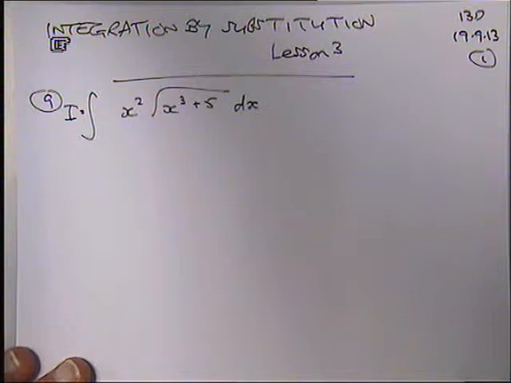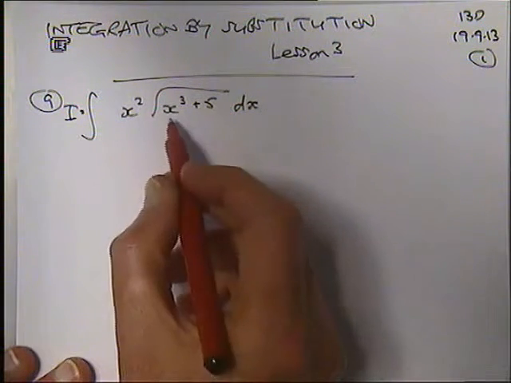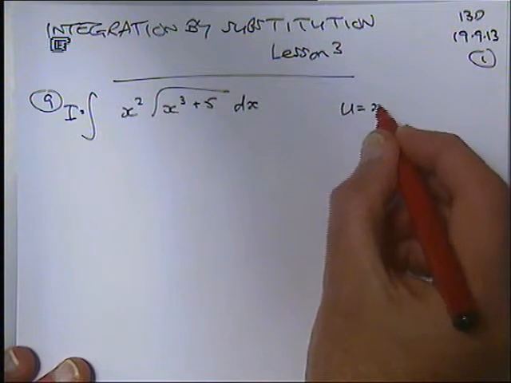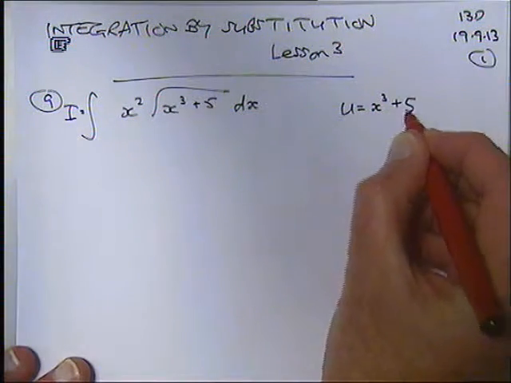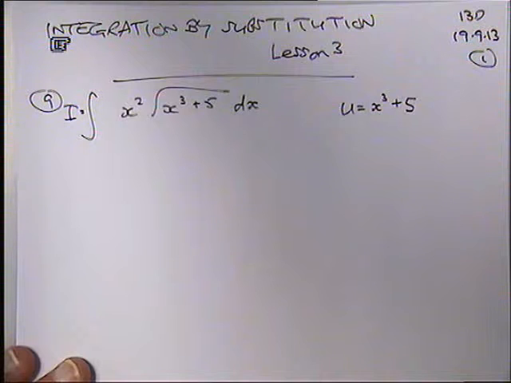Can somebody suggest what our substitution will be? What's it most likely to be? u equals x cubed plus 5. Okay. So, if this is a straightforward standard one, what's the next thing that we normally do at this point? Find out what x is, yeah, okay.